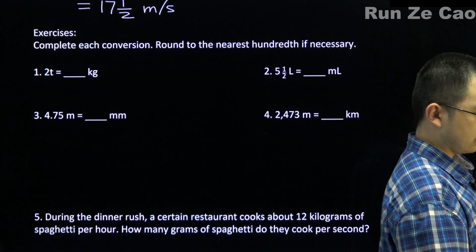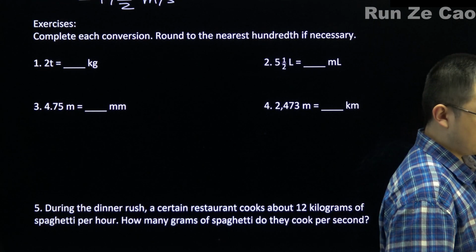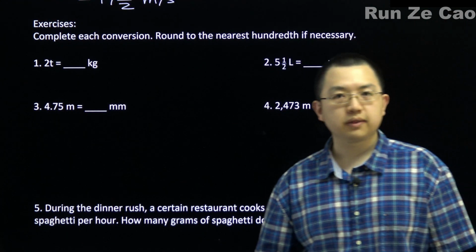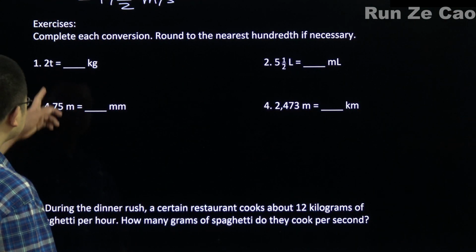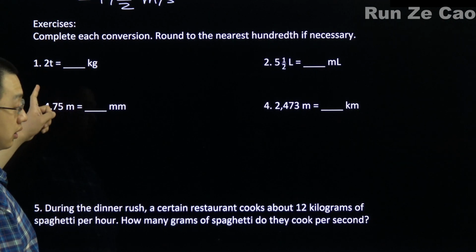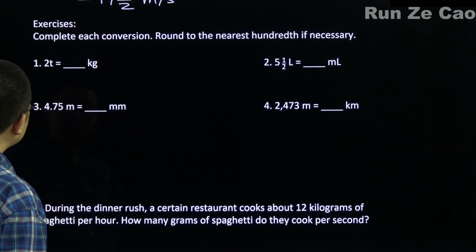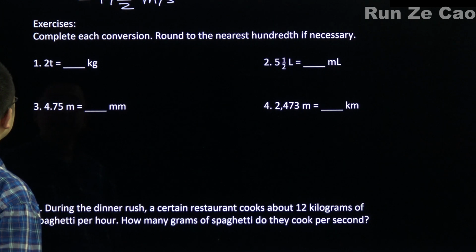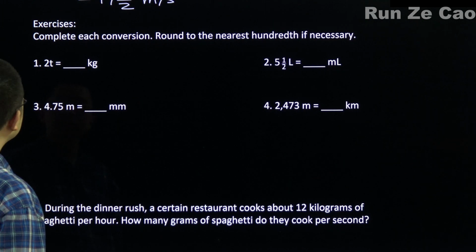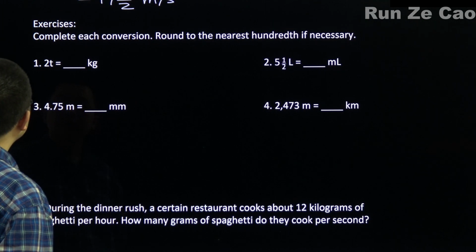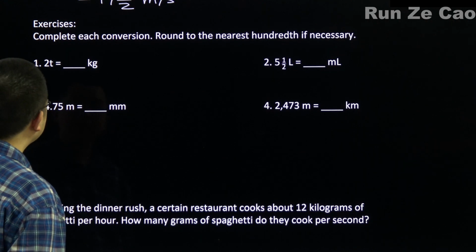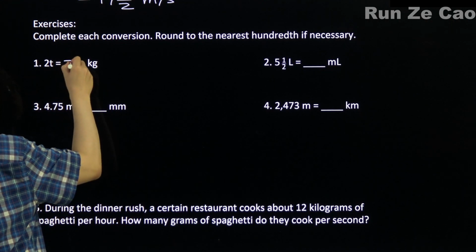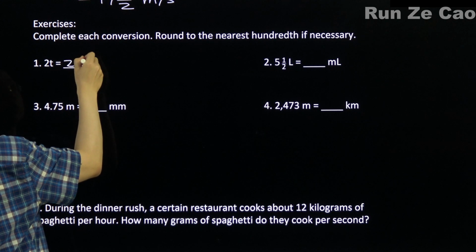Now, exercises. Complete each conversion. Round to the nearest hundredth if necessary. 2 tons. Metric tons are used lowercase t. They use lowercase t instead of uppercase T for imperial tons. 2 tons. Each ton is 1,000 kilograms. So 2 tons is 2,000 kilograms.